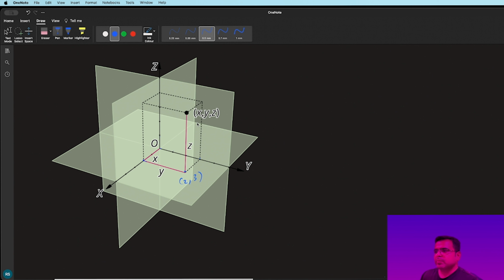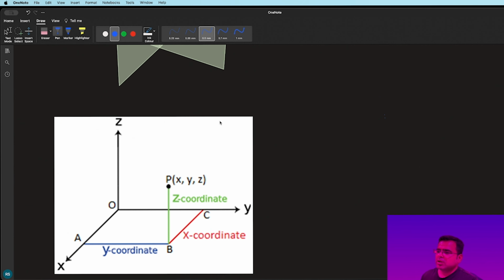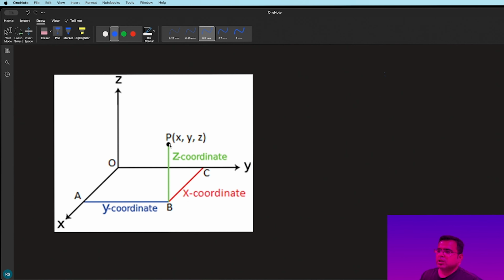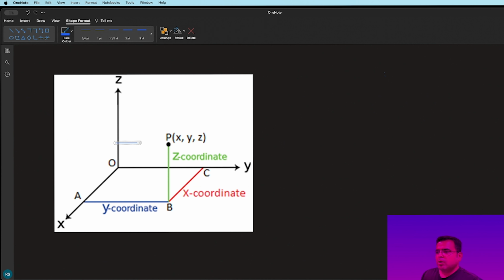Here x represents 2, y represents 3, and if you count on the z axis, 0, 1, 2, 3, the z component will be 3. So this point represents 2 comma 3 comma 3. Similarly, in this image, this point is projected on the intersection point of the x and y axes, and we draw a line passing through this point on the z axis, so the z component denotes the point on the z axis.